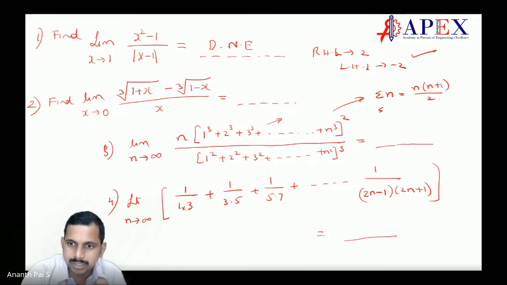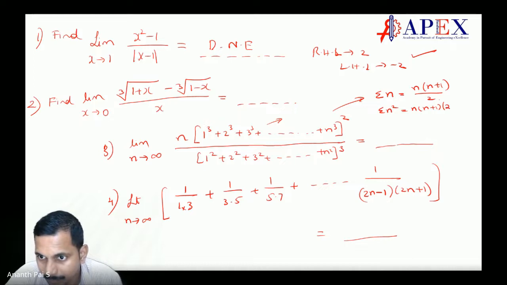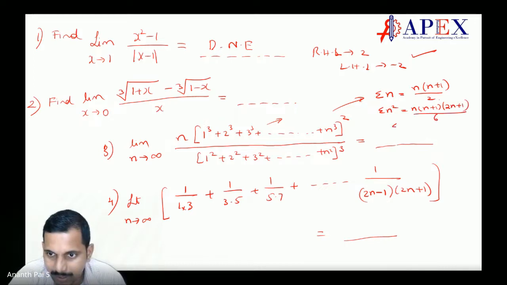Sigma n square is equal to n into (n plus 1) into (2n plus 1) divided by 6, and sigma n cube is equal to n square into (n plus 1) square divided by 4. These formulas have to be remembered, students. Write them in your formula sheets.